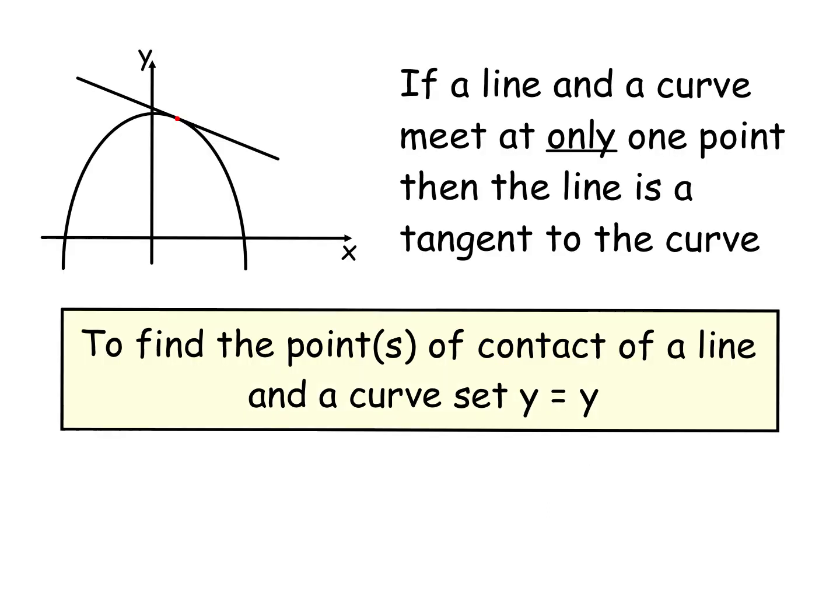So let's get started. First of all, just to remind you what a tangent is. A tangent is a line that touches a curve in one place only. So if a line and curve meet at only one point, then the line is a tangent to the curve. So to do these questions, you're looking for repeated roots. Remember, repeated roots meant that you've got one point of contact only. And to be able to do this, we treat it as an intersection. But first of all, we try to find the points of contact by setting y equal to y.